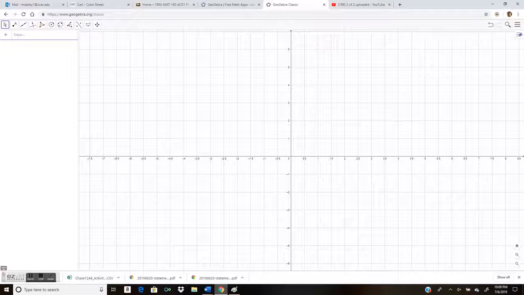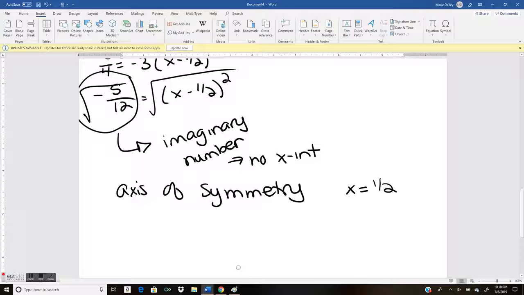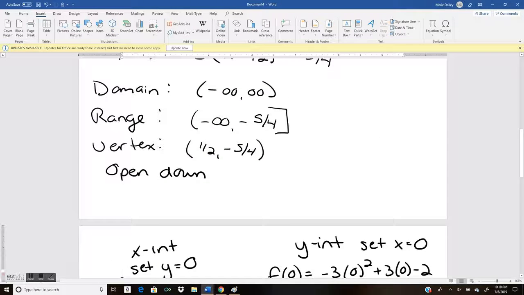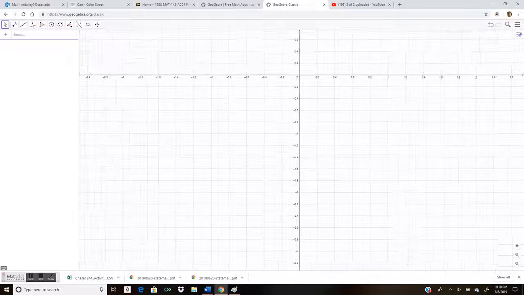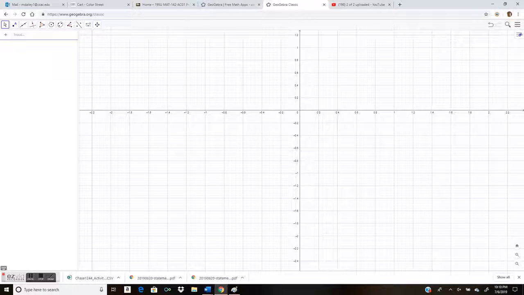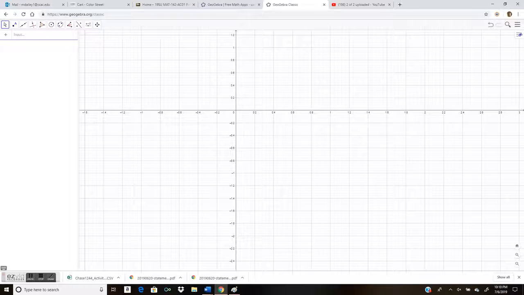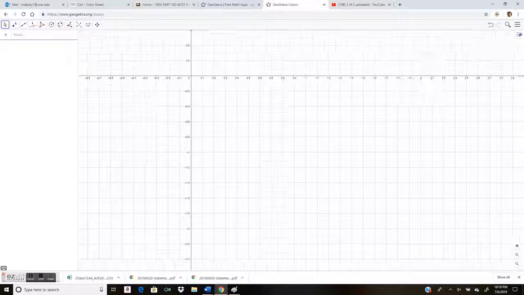So we said we had a vertex of... what was our vertex? I can't remember this. Why can't I remember? All right, our vertex was (1/2, -5/4). Okay, so let's adjust our scale. Why am I positive 1/2? I'm losing it. Okay, so here we go. All right, perfect. Okay, let's get that screenshot going.